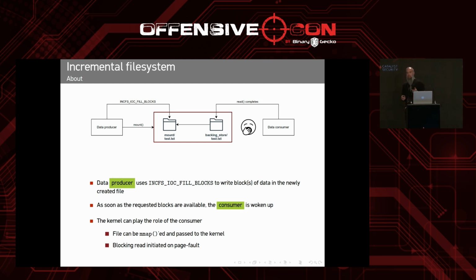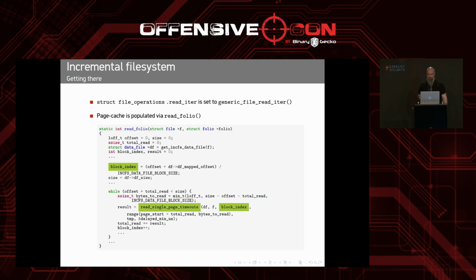But the thing is that the consumer can open that file, map it, and pass it to the kernel for a system call, for example. Now, the same process of blocking will also be followed when the kernel page faults while reading from that memory region. To understand why this happens, let's have a look at how the IncFS driver is implemented. So for the initiated, the file operations for the IncFS is set to generic file read iter, which is a generic function in the kernel, so that the IncFS driver does not have to deal with IOVEC and so on.